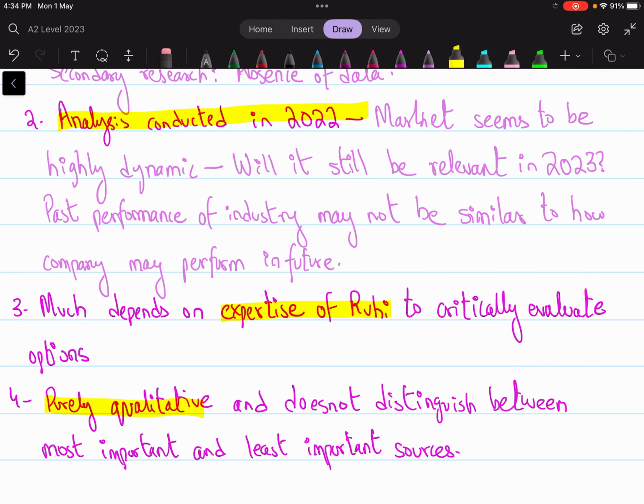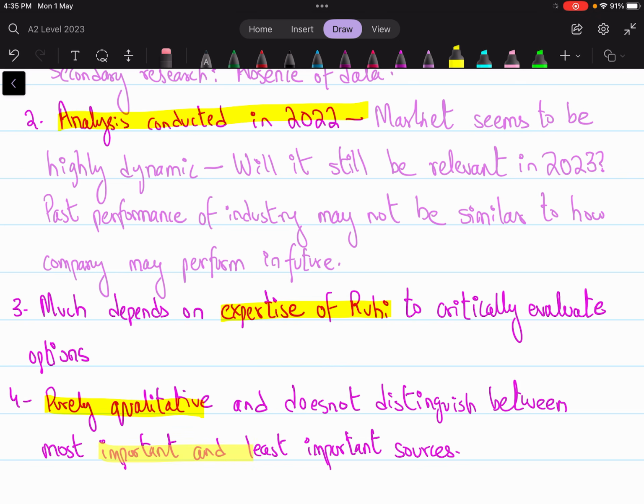And then again, the analysis seems to be purely qualitative and does not indicate the financial information. You need decision tree analysis, you need investment appraisal, so that you can take more informed choices. And this analysis also does not differentiate between which forces are the strongest and which forces are the least strong, because you will have limited resources.